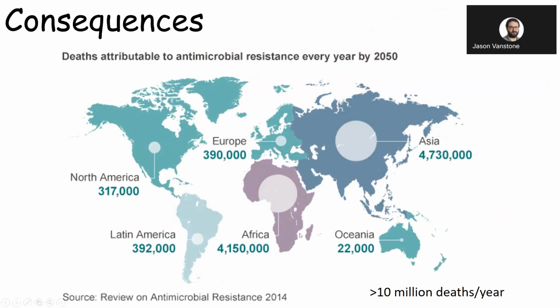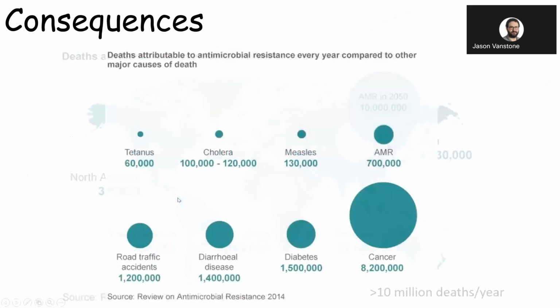There are certainly places where those numbers are much higher than others. But to put that also in context of what that 10 million means. So currently, we see about 8 million deaths a year from cancer. That's this big circle on the bottom right here. Whereas we only see about 700,000 or about 1 million deaths a year related to antimicrobial resistance.